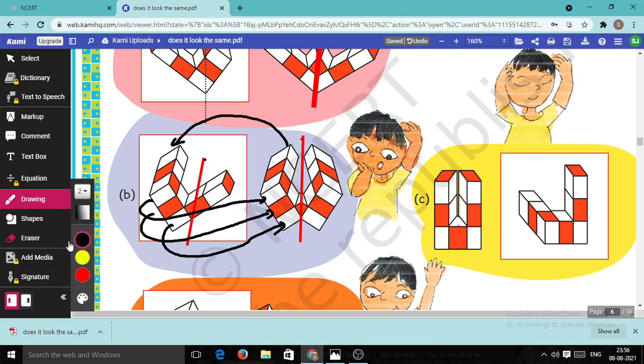I hope you will understand this part of the chapter carefully, and we will stop here. You do this at your home. This is for homework, and we will see the next topic in the next lecture.